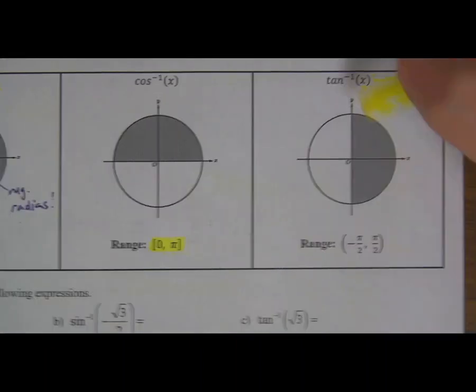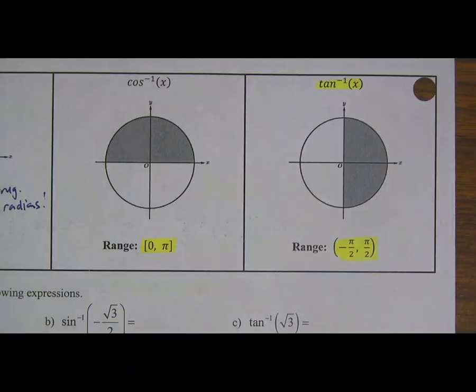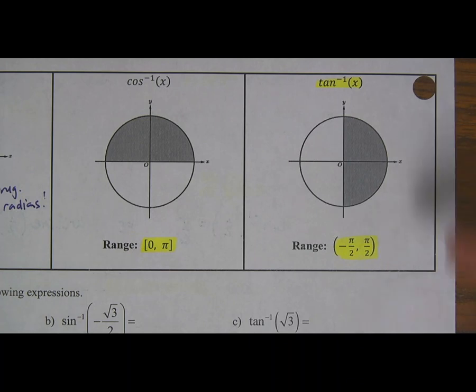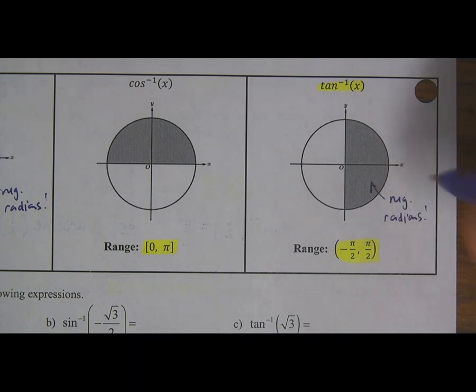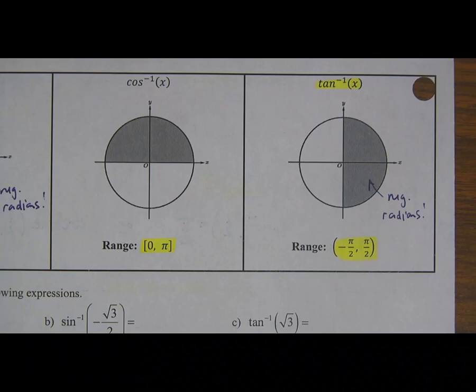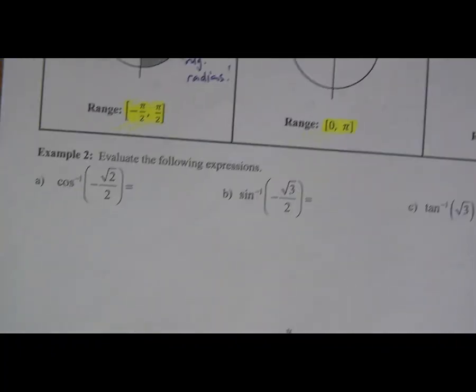And then for tangent, we restricted the domain from negative pi over 2 to positive pi over 2. And just like over there in this arc sine function, that's going to restrict our range, excuse me, to quadrants 1 and 4. So negative radians again. Here's how you read these. Actually doing the problems is pretty darn easy. So watch how this works.